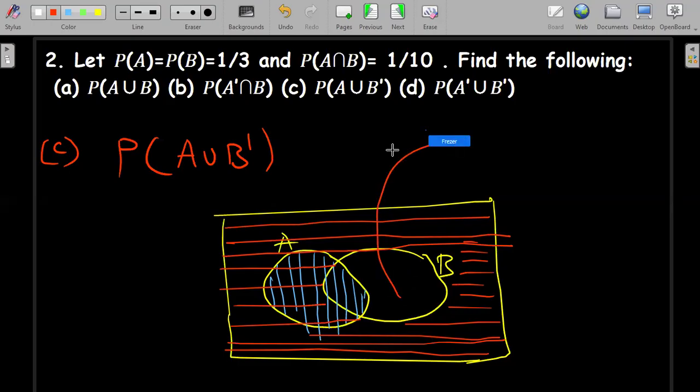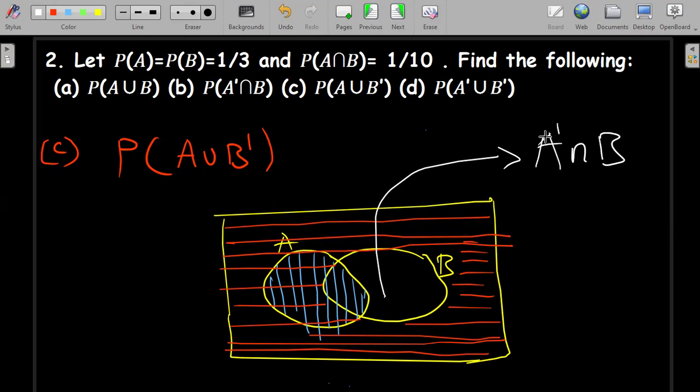Okay, so this part here, I should use a different color. The one that is not shaded here is the part that we said was A complement intersection B. Since we are finding the probability of the shaded part, we are just finding 1 minus the probability of this part, which is not shaded, whether it's a red line or a blue line.